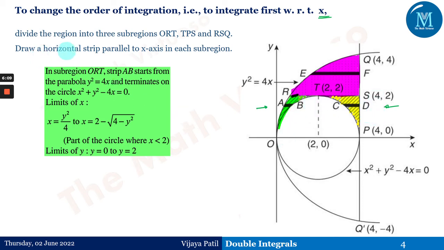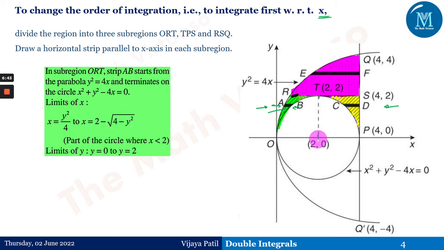So this is nothing but to draw a horizontal strip parallel to the x-axis in each sub-region. If we talk about the green part, which is this part, ORT, this green part, this strip AB starts from the parabola y square is equal to 4x and terminates on the circle. So this strip is starting from the parabola to the circle. So the limits are x is equal to y square by 4 to x is equal to 2 minus square root of 4 minus y square.